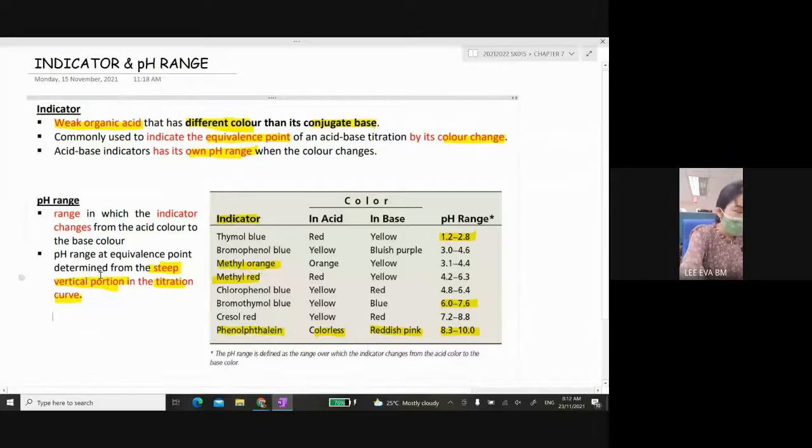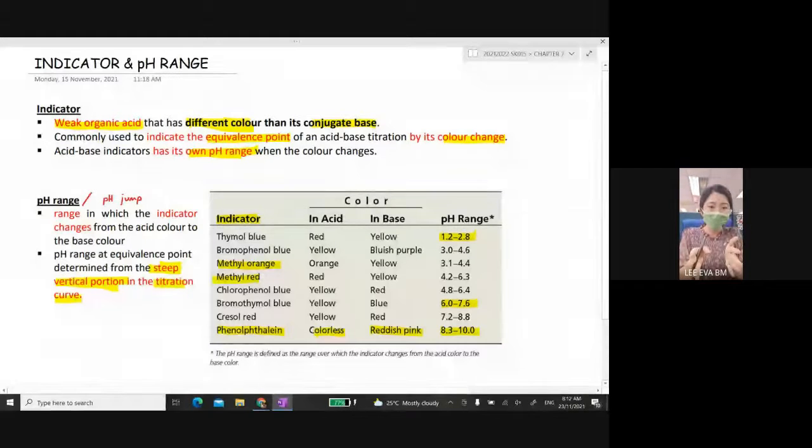Okay, in some reference books or maybe some of the references you find online, it will say this one is the pH jump. So pH range, pH jump is the same. So it has a specific range. Okay, it has a specific range for you. So this is just the definition.